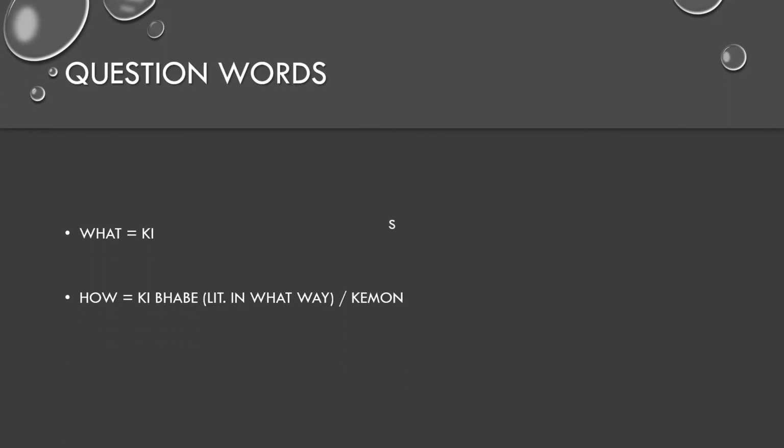So let's have a look at the question words first. We have covered the question words in the main series extensively, but for our purpose at hand, let's have a look at the relevant question words. So there are two. Number one is what. The Bengali of what is ki. The other one is how. It can be either of the two options. One is ki bhabe. Literally, it means in what way, or how, can be also said as কেমন. So ki, kibhabe, and কেমন. These are the words which you will need to construct the sentences which are coming up.